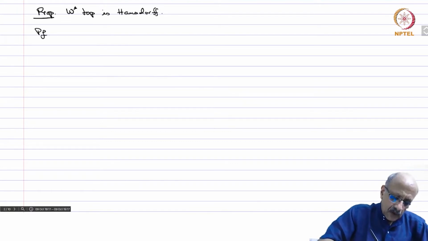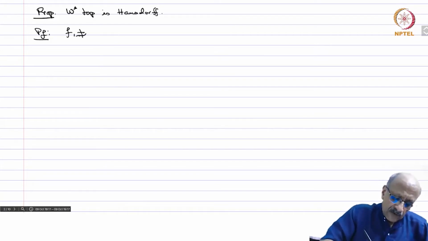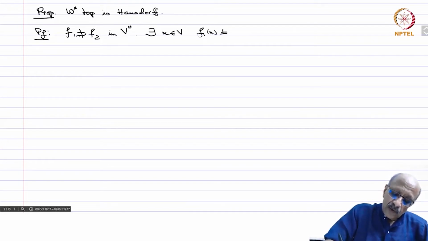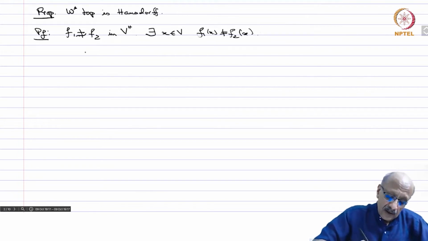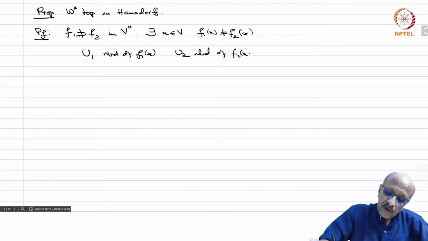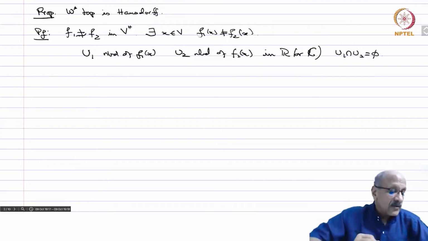Okay, so proof. What should you do? You should find two disjoint weak star open sets. So let f1 not equal to f2 in V star. What does it mean? That means there exists an x in V such that f1 of x is not equal to f2 of x. This is what we mean when two linear functionals are not the same. So let us take U1 a neighborhood of f1 of x, and U2 a neighborhood of f2 of x in R or C if you are dealing with complex spaces. Then U1 intersection U2 is empty because the real line or complex plane is itself Hausdorff.